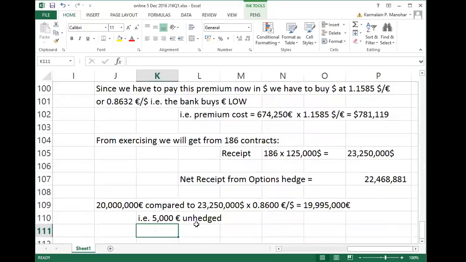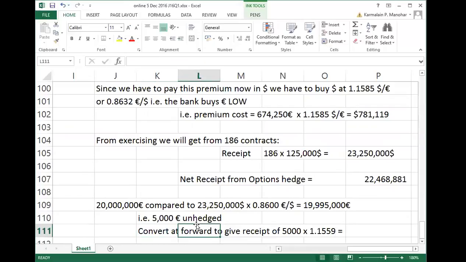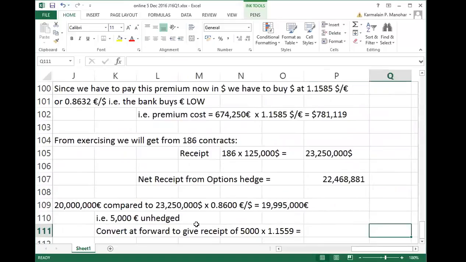So 5,000 unhedged, convert at forward to give a receipt of 5,000 times 1.1559. What's that going to get us? Again, an amount of dollars.